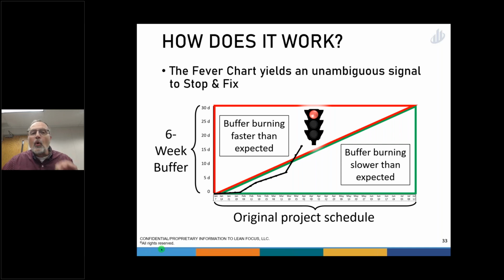When we burn more buffer than this linear estimation expects, we're in the red. Now we know to take action. And that's the beauty of the fever chart in this way of tracking buffer, is that it gives us an immediate call to action, so that we're not waiting and we're not finding out about it a month later. As a project manager, time is your best friend. The more time you get to deal with an issue, the more likely you're going to be successful dealing with it.